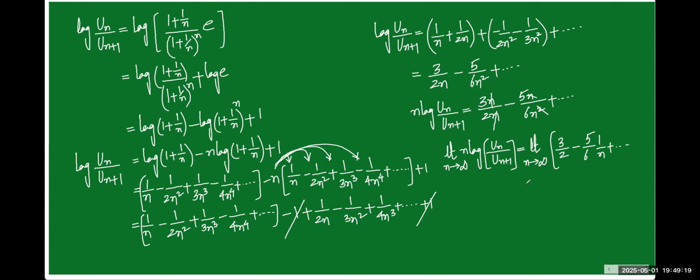As we apply the limit, what am I getting? The answer I am getting is 3 by 2 because 1 by n becomes 0. 3 by 2 is nothing but 1.5. 1.5 is definitely greater than 1, so n times un by un plus 1 value is greater than 1. Means by logarithmic test, the series is convergent. And the final statement, what is the final statement?